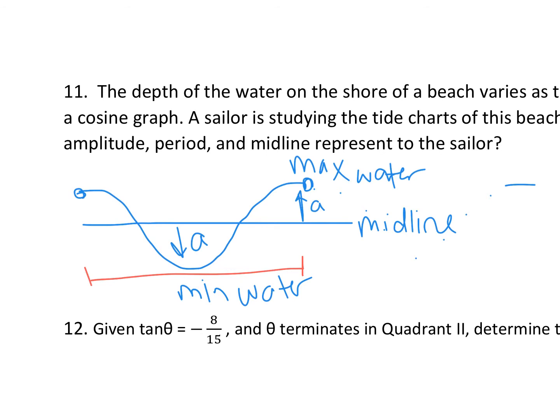So the high tide and the low tide from the midline, which is the average water level. And then the period is how long it would take to complete. The key word here would be one full cycle of a tide. So from the high to the low to the high.